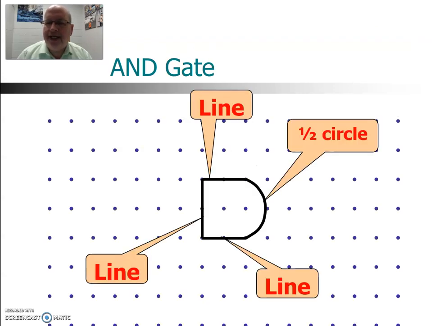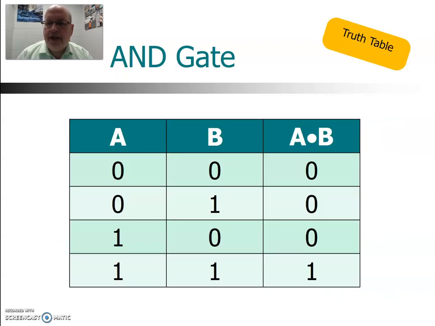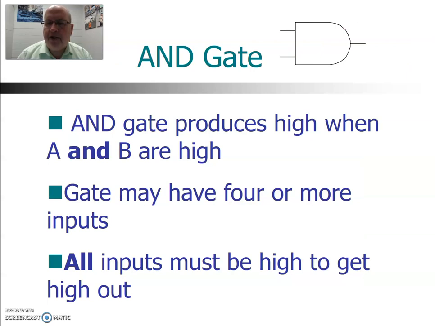When you're sketching the AND gate, the input side is a straight line and the output side is a half circle. The truth table for the AND gate is this. Essentially, we have to have a 1 on both inputs in order to get a 1 on the output. So if both A and B are high, then we get a high on the output.